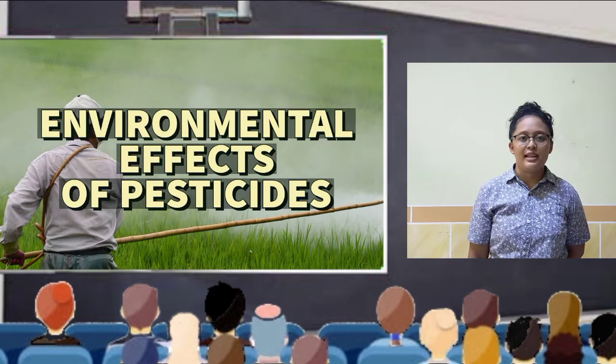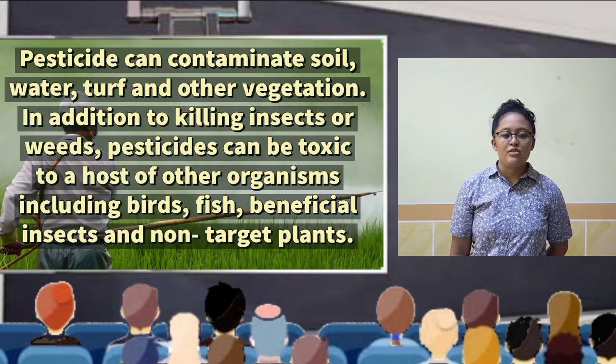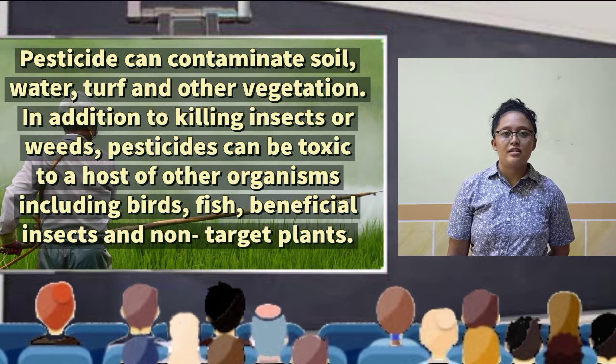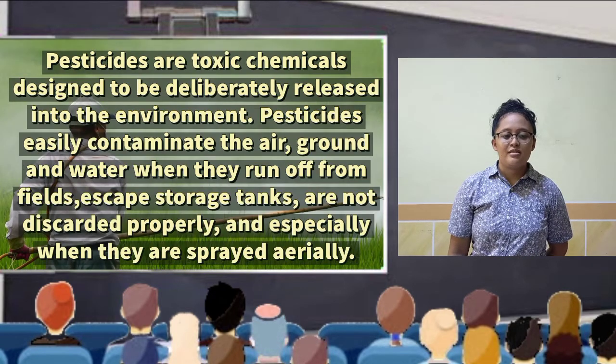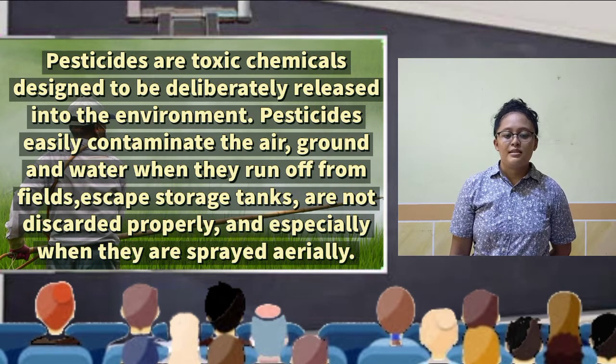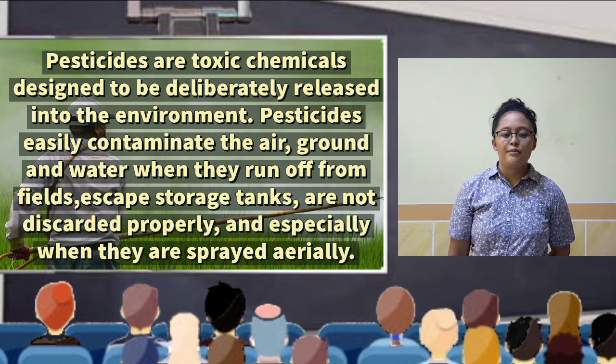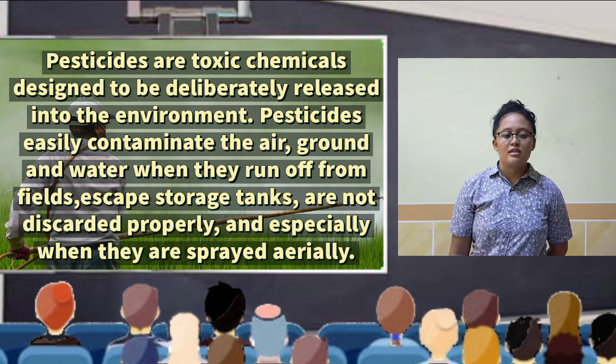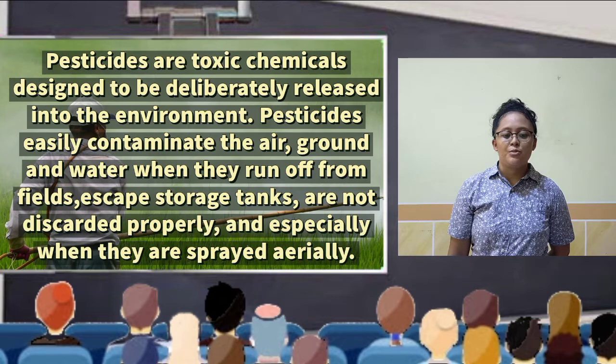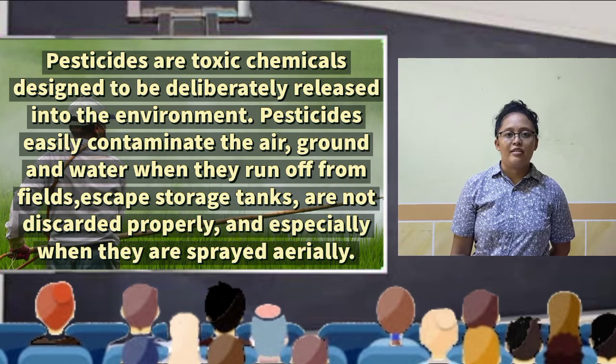Environmental effects of pesticides. Pesticides can contaminate soil, water, turf, and other vegetation. In addition to killing insects and weeds, pesticides can be toxic to a host of other organisms, including birds, fish, beneficial insects, and non-target plants. Pesticides are toxic chemicals designed to be deliberately released into the environment. Pesticides easily contaminate the air, ground, and water when they run off from fields, escape from storage tanks, are not discarded properly, and especially when they are sprayed irregularly.